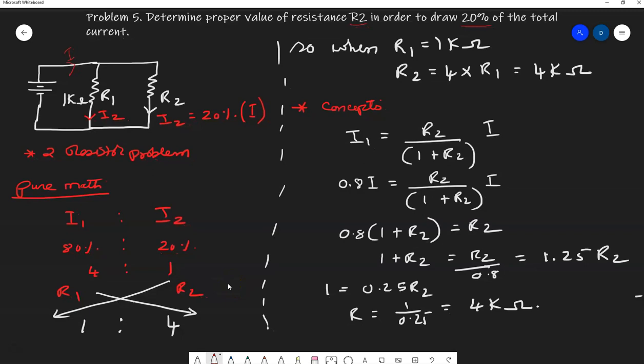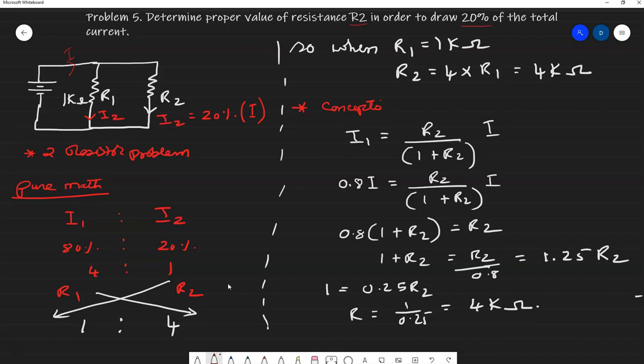We have seen this method just before this section. So the current ratio I1 is to I2 is, if I2 must have 20%, I1 must be 80%. So this will reduce to 4:1. Now in order to get the ratios for the resistors, you just have to reverse this value. So the resistance ratio between R1 and R2 will be 1:4. So again, R1 will have lesser resistance because 80% of the current will flow through R1.